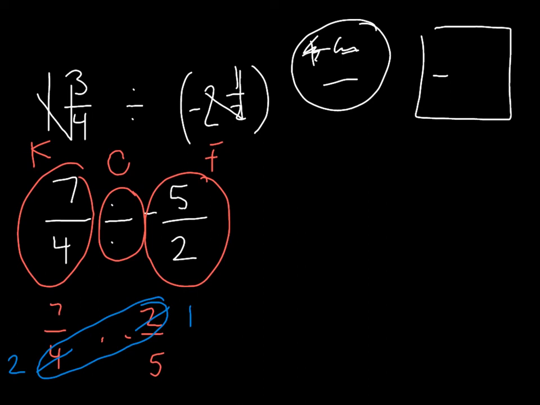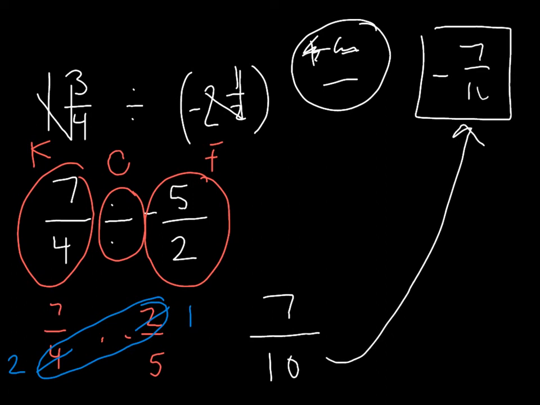7 and 5 do not have any common factors, so I'll leave them alone. 7 times 1 is 7. 2 times 5 is 10. I can't simplify that anymore. I'm going to go ahead and put that in my final answer box. So hopefully you have a better understanding of how we use keep, change, flip for dividing fractions.